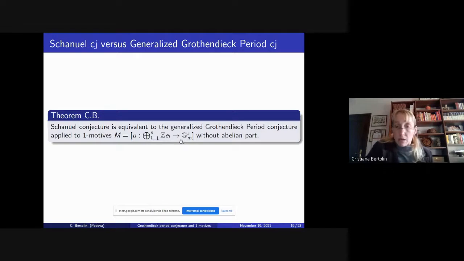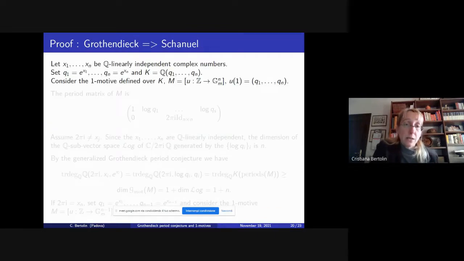In fact, the generalized Grothendieck period conjecture is a conjecture that you can apply to any geometrical object. It's not true only for 1-motifs. But if you apply it to a 1-motif, you really get the Schanuel conjecture. I want to show how things work. So now we prove that Grothendieck implies Schanuel. So we have to show Schanuel.